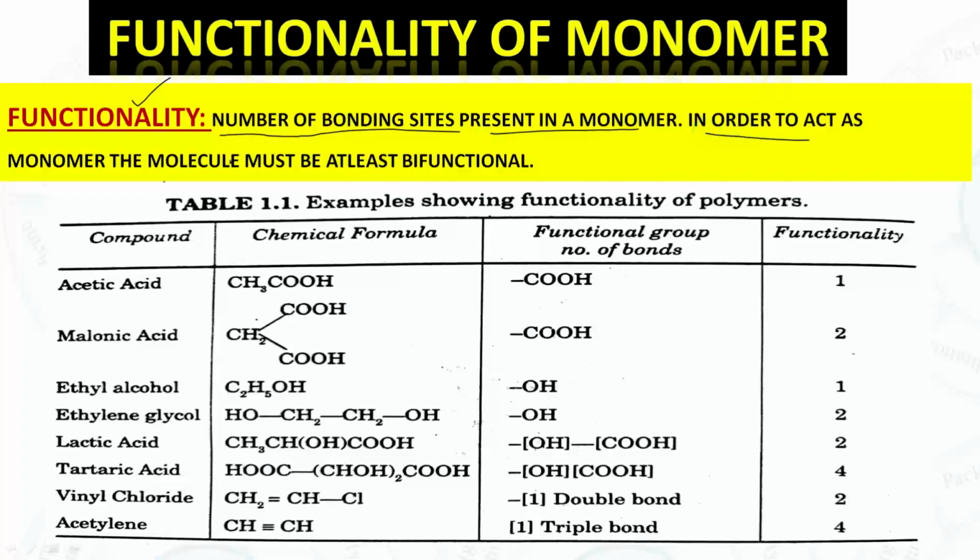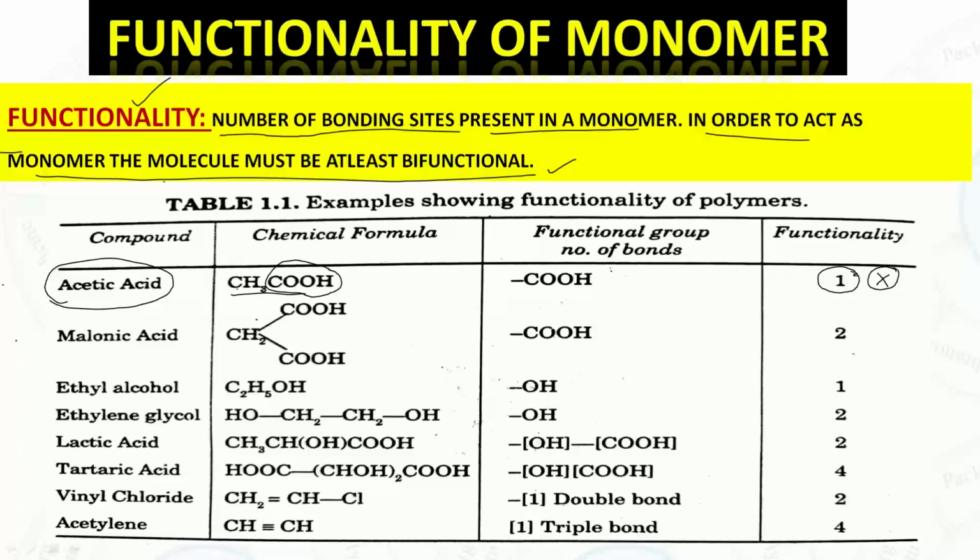In order to act as a monomer, the molecule must be at least bifunctional, which I have already told you, right? You can see here this is your acetic acid, and the formula of acetic acid is this. It has only one functional group, which is COOH, and no other functional group is present. That means its functionality is 1, and when the functionality is 1, you cannot synthesize any polymer from it. That's why acetic acid cannot form any kind of polymer, because it has a functionality of 1.